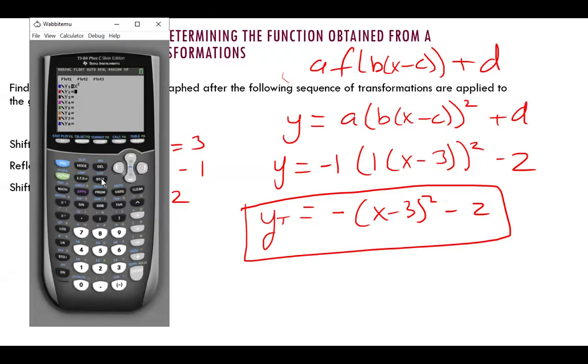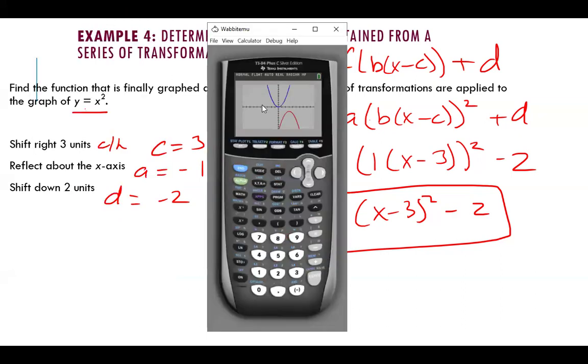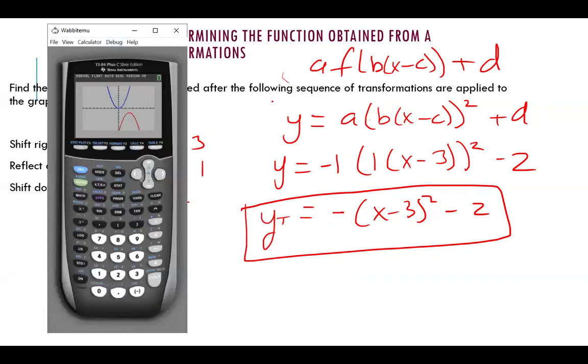So we're going to graph to see if all 3 of these transformations take place based on what we created. So we have negative x minus 3 squared minus 2. It's going to graph the original, and then it's going to graph our new one. And our new one, did we do what it said? Did we go right 3 units? Yes. Did we reflect over the x-axis? Yes. And did we go down 2 units? Yes. So this is why that would be our transformation. Okay, so there's that.